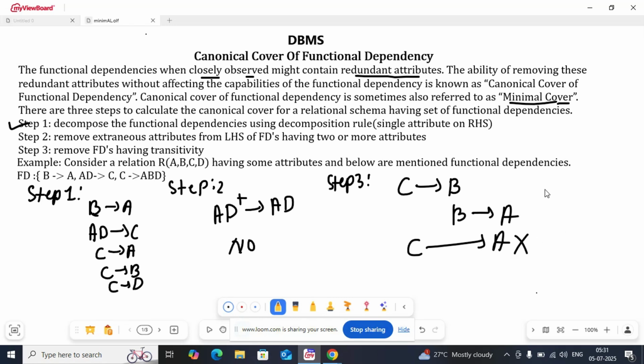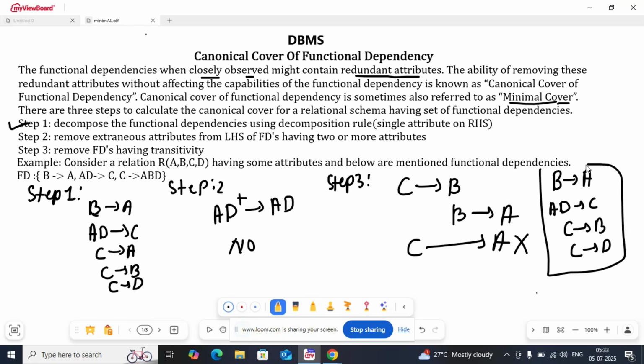So what will be the minimal cover for this question? The minimal cover will become B to A, AD to C, then C to A will be removed as per transitivity, C to B and C to D. So this is your minimal cover for the given question. I hope it's clear. Now let us solve one previous year UGC NET and GATE questions based on the same topic.